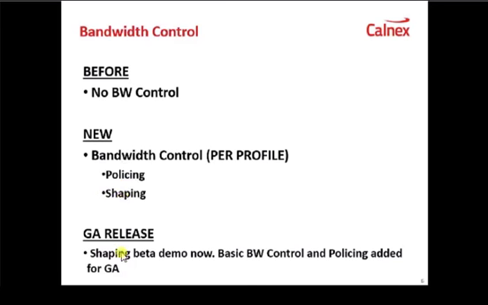So just a quick note for the beta now, we've got shaping that's available for demo. The basic bandwidth control and policing that you'll see later on will be available for GA release. So we'll show you all of the GUI demo of all of this stuff, and then show you a quick demo of the shaping that's been implemented already in the hardware and software for the purpose of demonstration.